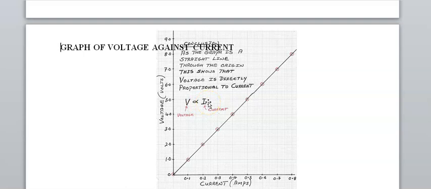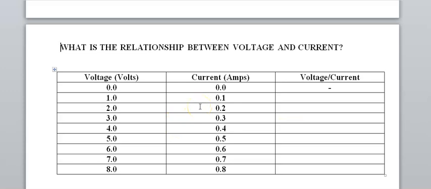Very important mathematical relationship. Now, let's go backwards a little bit and examine these results again. Because I have a third column here, I have my voltage in volts, quantity in units. I have my current in amps, quantity current, units amps. But over here I've got my third column, voltage divided by current. You notice I left the first line blank because 0 divided by 0 in our type of mathematics is undefined. It's actually a big problem in mathematics, dividing by 0, but the other ones should be okay. What happens if I divide 1 by 0.1, or 2 by 0.2, or 4 by 0.4?